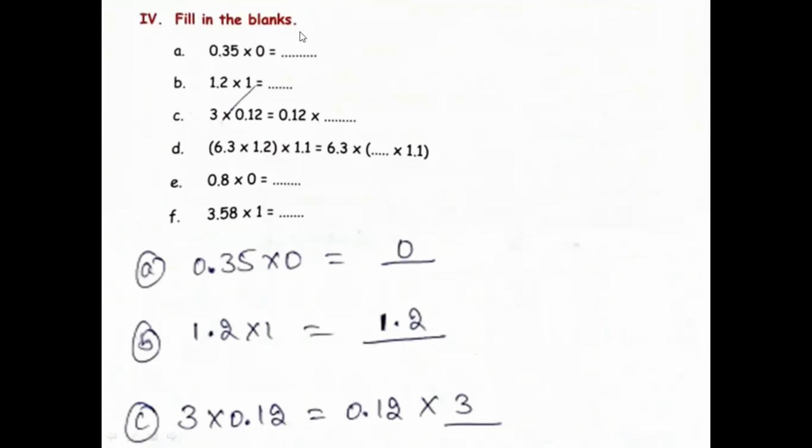Fill in the blanks. For example, 0.35 into 0 equal to dash. When we multiply with 0, the product is 0. Next, B1, 1.2 into 1. When we multiply with 1, the product is itself, 1.2. Next, C1, 3 into 0.12 equal to 0.12 into 3.